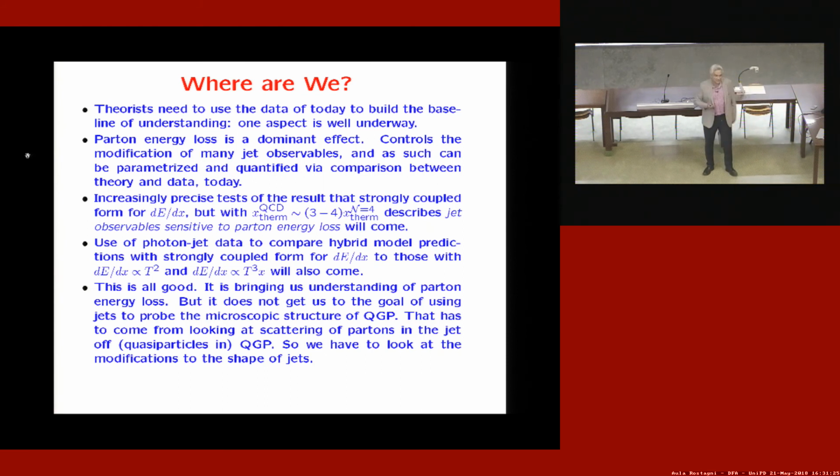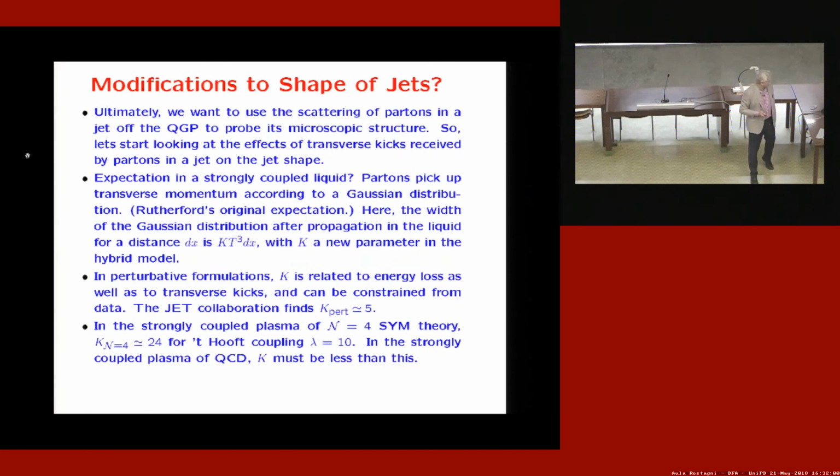But this brings us no closer to answering the fundamental question than we were before, because this is not telling us about the microscopic structure of QGP. It's telling us about how much energy loss. And that means we have to look at modifications to the shape of jets. So the first thing we'll do is we'll try and see how our very simple, I called it crazy a minute ago, model does.